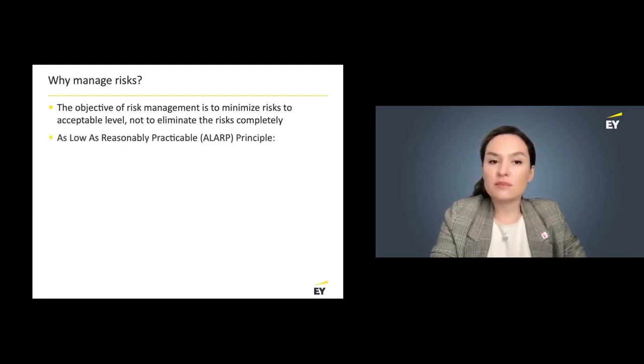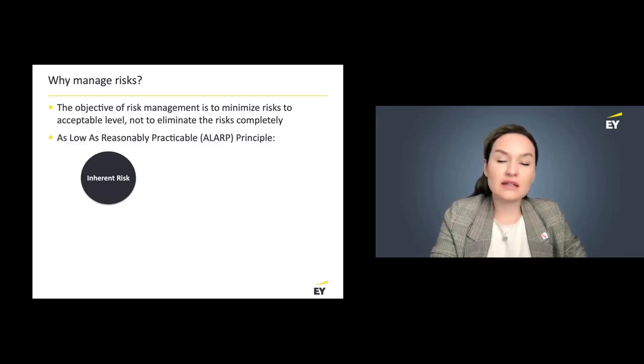So there is a principle called as low as reasonably practicable. Think about it this way: we do have a list of risks, and these risks, without any risk management actions applied to them, are called the inherent risk.